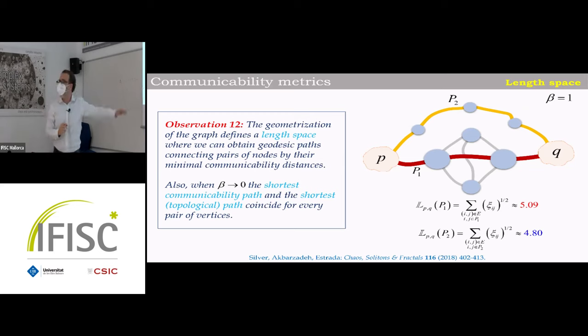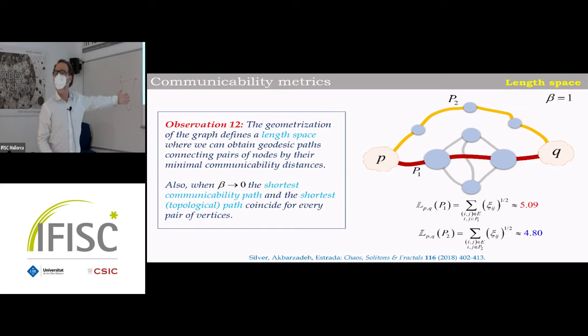This is exactly what the communicability distance is telling you: the separation between these two points. This is valuable information for an eagle, because the eagle can fly directly from this point to the other, but not for you, because you have to go here, down and then up. So you have to travel by the geodesic in this particular length space.